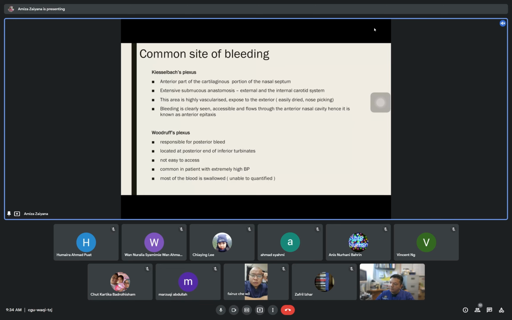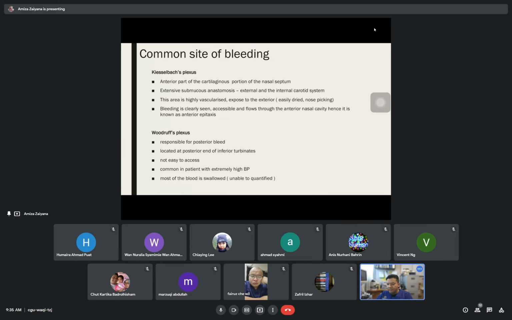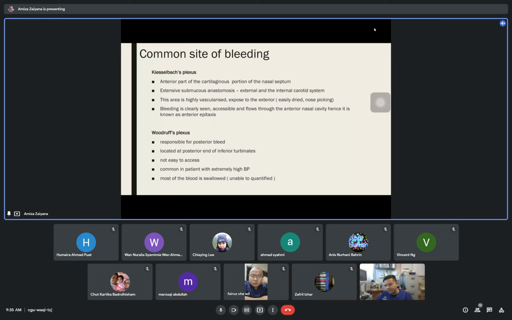The other common site is Woodruff plexus. It is responsible for posterior bleed and is located at the end of the inferior turbinates. But it is not easy to access. It is common in patients with extremely high BP, and the blood is usually mostly swallowed, so we cannot estimate how much bleeding there has been.